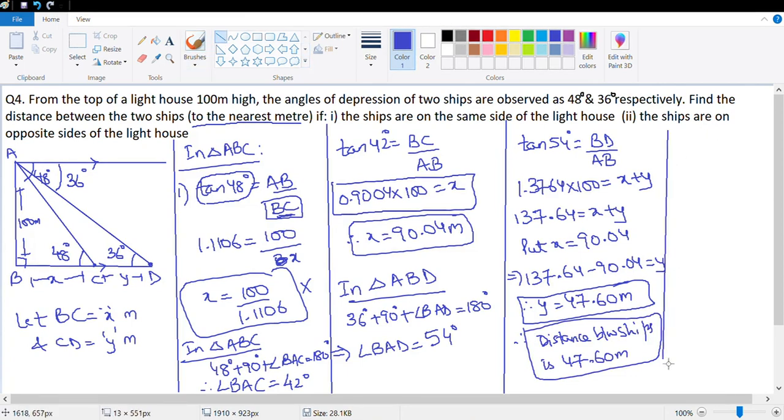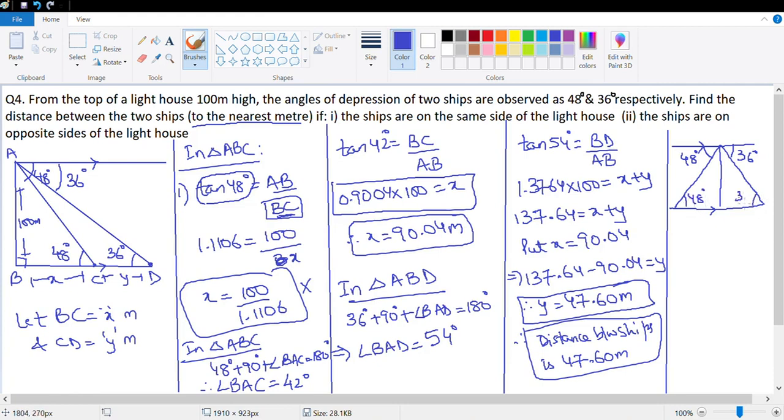Let's look at the second part of the question. The second part of the question says if these ships are on the opposite side. So let's just do a rough diagram and see how it will look. This is how basically it looks. There is one ship which is making an angle of 48 degree. Another, so not this one, my mistake. This is not the 48 degree angle, the angle of depression. This is 48 degree, and the second ship is making an angle of 36 degree. Perfect. This is parallel, which means this angle is 48 degree and this angle is 36 degree.